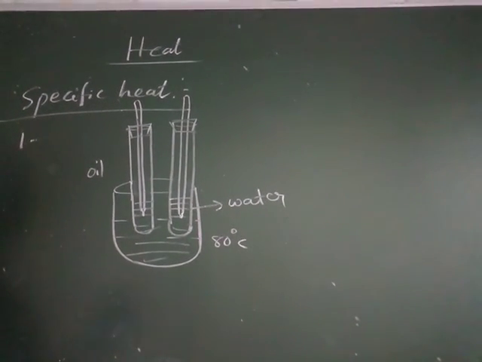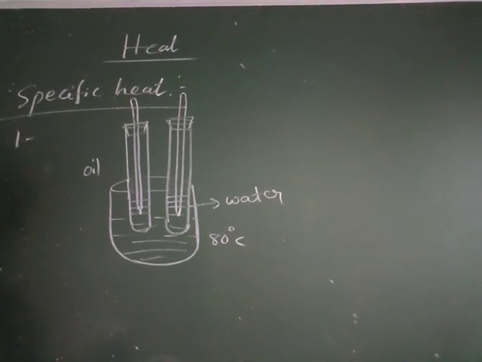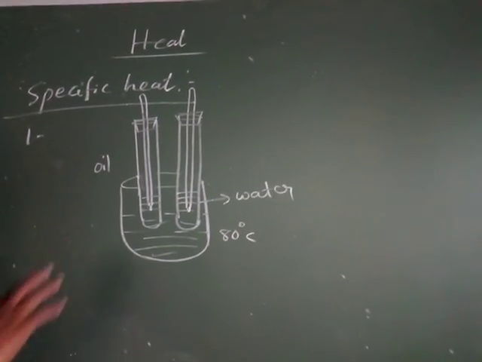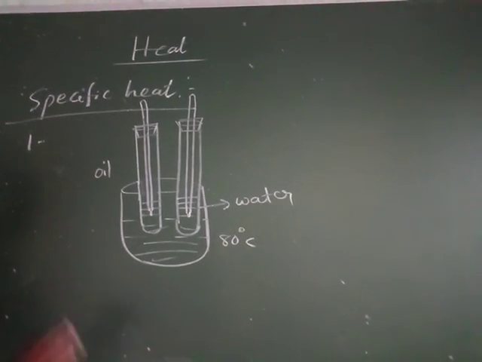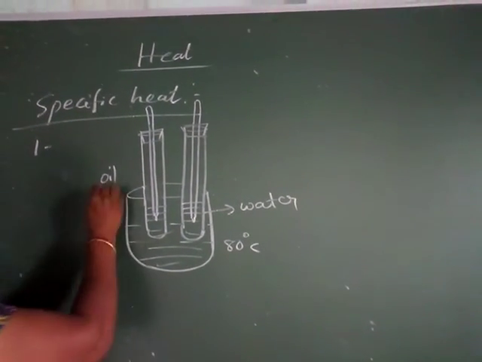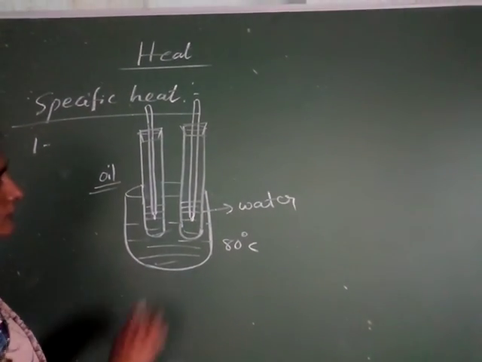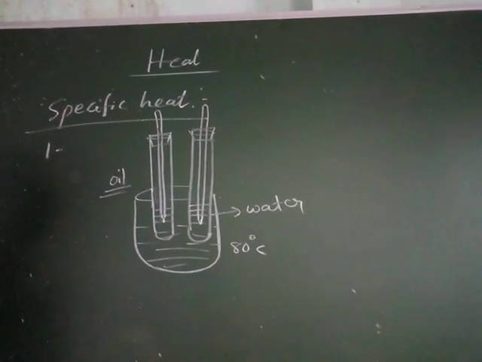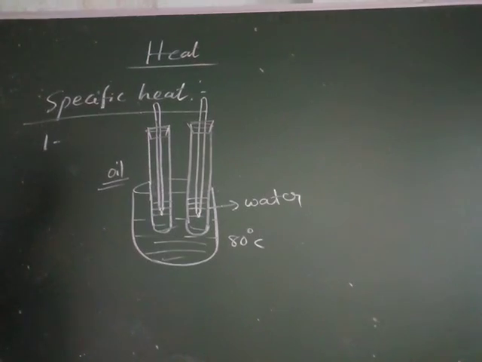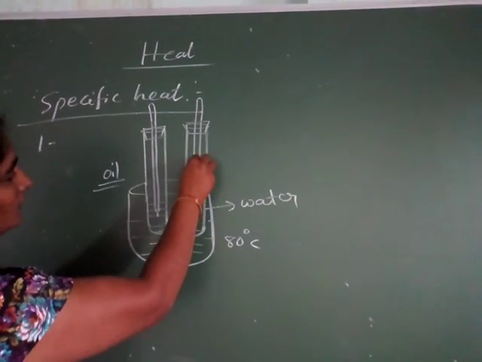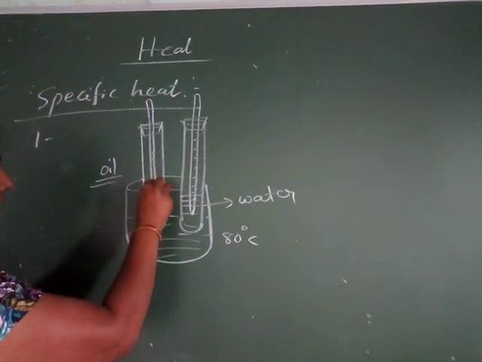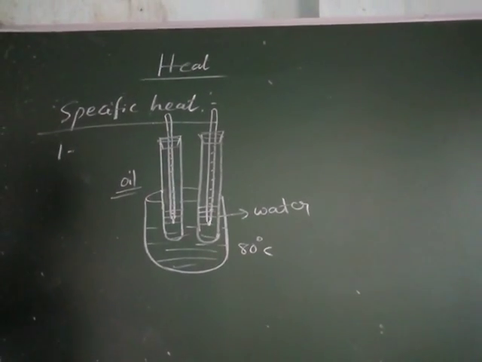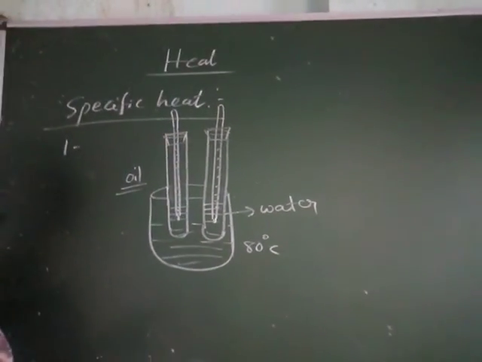Automatically both are at room temperature, maybe showing 27 degrees Celsius. That is the initial temperature. The initial temperature of the two is the same, oil and water. Suppose the two thermometers show the same initial temperature. Now observe after a few minutes. We have to observe which thermometer reading rises slowly and which thermometer reading rises fast.